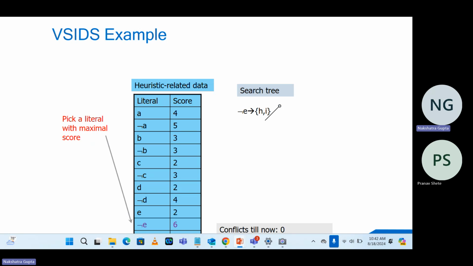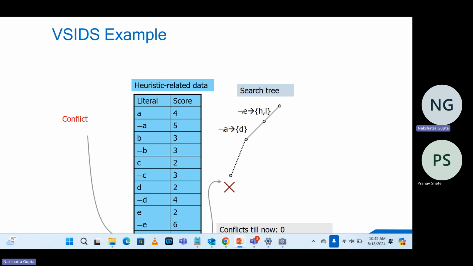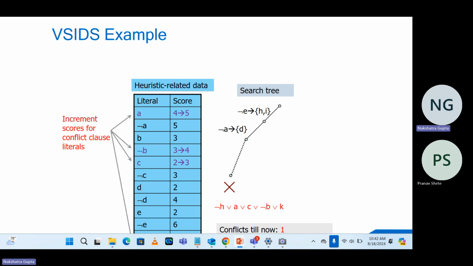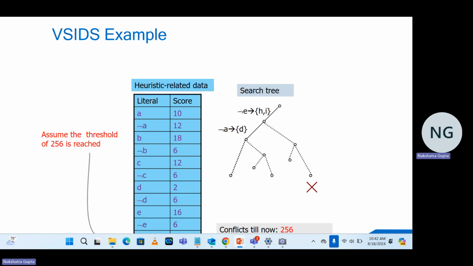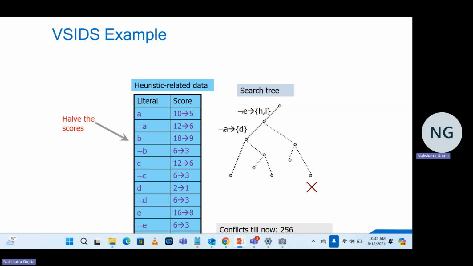It chooses it, then it runs BCP. Then out of all the unassigned literals, it picks the literal with the next highest score, which is not A in this case. It goes on this way, and assume there is a conflict now. This is the conflict clause. It increments the scores for all the literals in the conflict clause, and then it continues the CDCL search. Once a certain threshold is reached on the number of conflicts, it halves the scores of the literals. That's how this works, at least in Chaff's implementation.